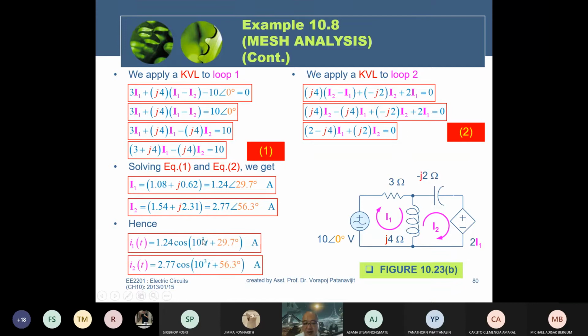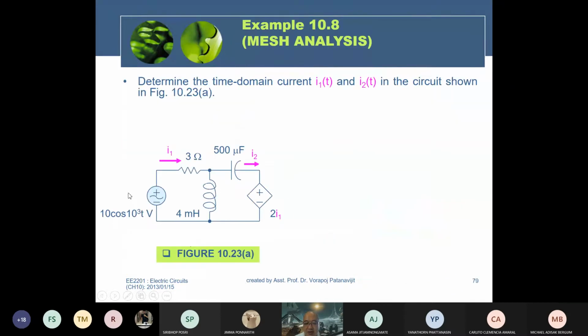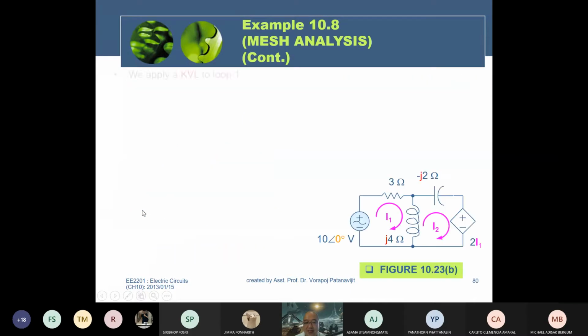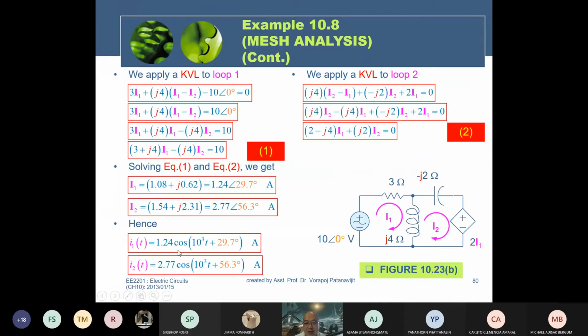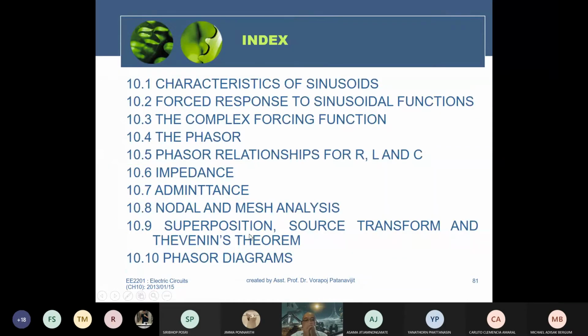In the time domain, you know omega in this circuit is equal to 1000, from the source that is given to you, right? Omega equal to 1000. You can convert them back from the phasor: 1.4 cos(1000t plus 30 degrees), approximately, and here 2.8 cos(1000t plus 56 degrees).